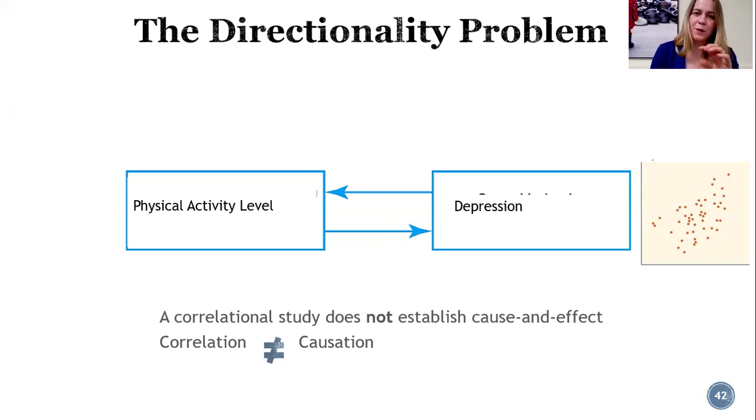Only experiments, where we manipulate one of our variables and control external variables, can we rule out the directionality problem and the third variable problem. So a correlational study, just like a non-experiment and quasi-experiment, does not allow us to establish a cause and effect relationship. Correlation does not equal causation. And to review some of this, you can go back and rewatch some of the video that Jonah created. He really explained that in a great way.